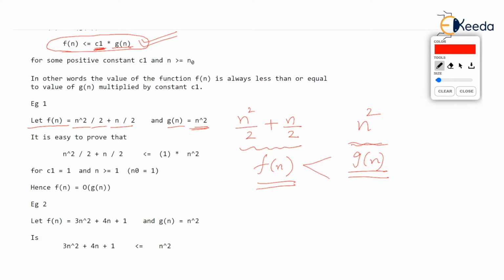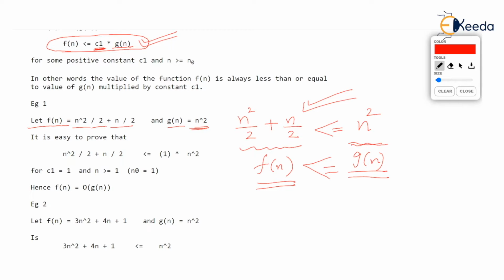Now can we prove that f(n) is always less than or equal to g(n)? Is n square by 2 plus n by 2 always less than or equal to n square? Indeed, there is nothing adventurous here, nothing extraordinary, because the left hand side f(n) is having n square by 2 and right hand side g(n) is having n square. So obviously f(n) will be less than or equal to n square, that is g(n). So this is true. f(n) is below g(n).